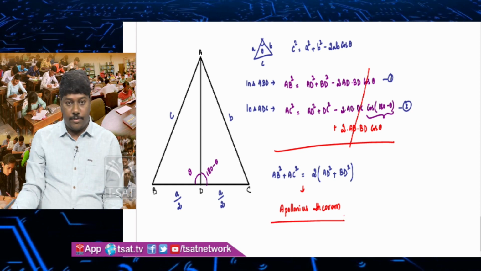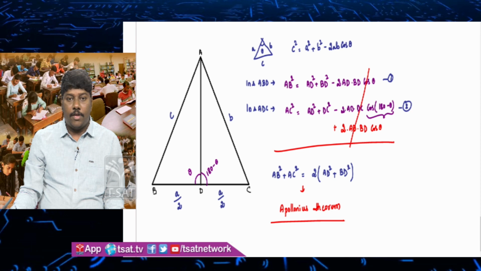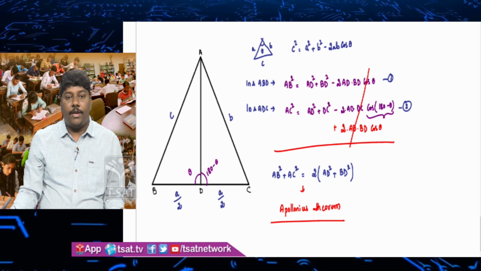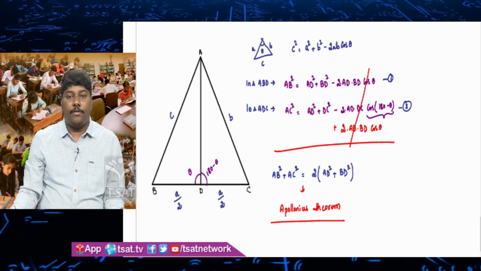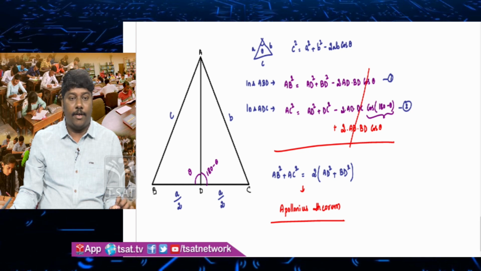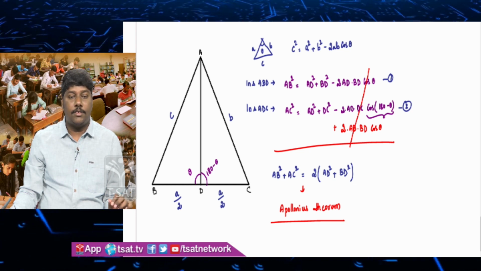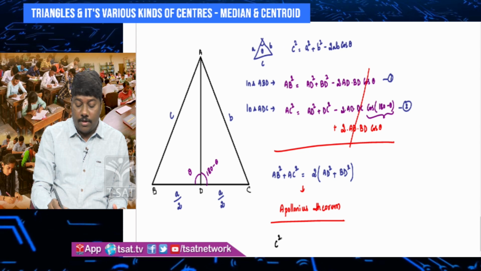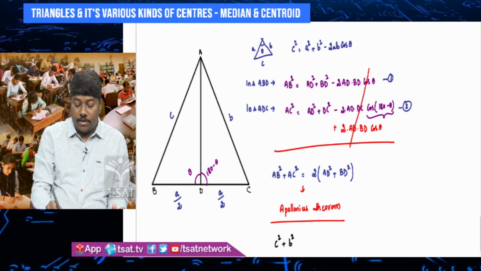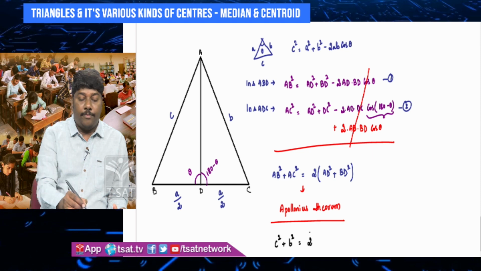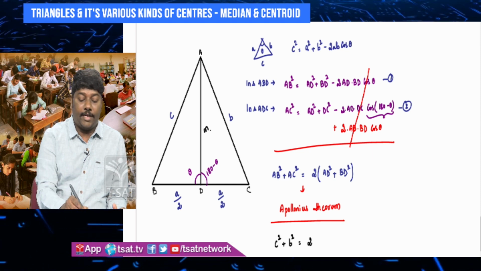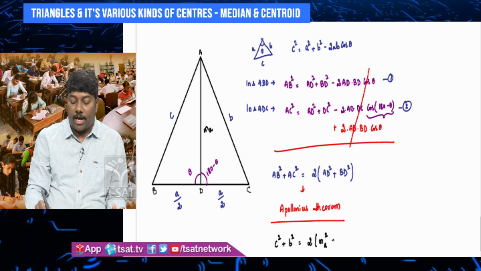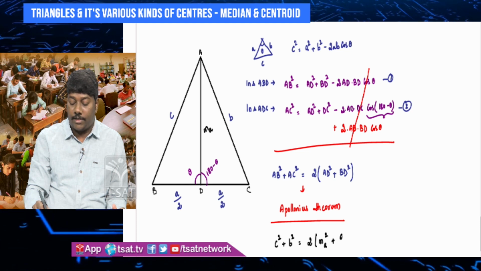What does Apollonius theorem say? If you take any triangle, the sum of squares of two sides is equal to twice the square of the median plus the square of the half of the third side which the median bisects. Let us take it further. This AB square is nothing but c square, AC square is b square, which is equal to 2 times of the median which bisects the side a, we take it as ma, 2 times of ma square plus half of the third side square, which is a square by 4.